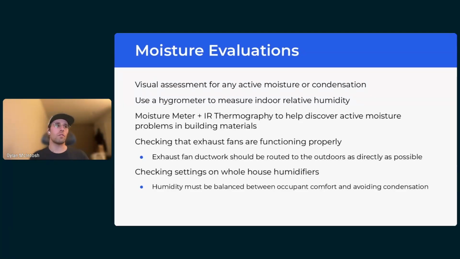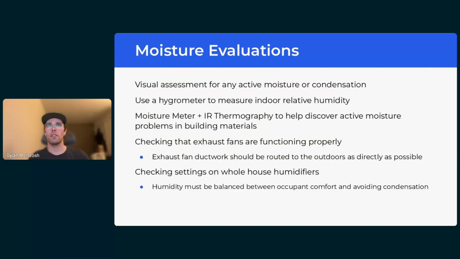Condensation will be more prevalent on days when it's very, very cold. Use a hygrometer to measure indoor relative humidity. It's a bit of a balancing act to keep it as high as possible within reason for occupant comfort, because in the winter the air is very dry. So a lot of homes introduce humidity with whole-home or localized humidifiers, but you don't want so much humidity that it causes condensation.